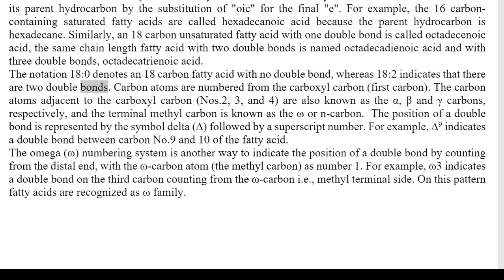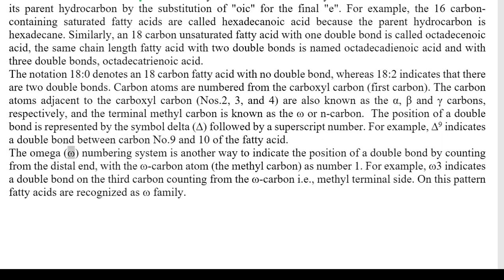Carbon atoms are numbered from the carboxyl carbon, the first carbon. The carbon atoms adjacent to the carboxyl carbon, numbers 2, 3, and 4, are also known as the alpha, beta, and gamma carbons, respectively, and the terminal methyl carbon is known as the omega or n carbon. The position of a double bond is represented by the symbol delta followed by a superscript number. For example, delta 9 indicates a double bond between carbon number 9 and 10 of the fatty acid.